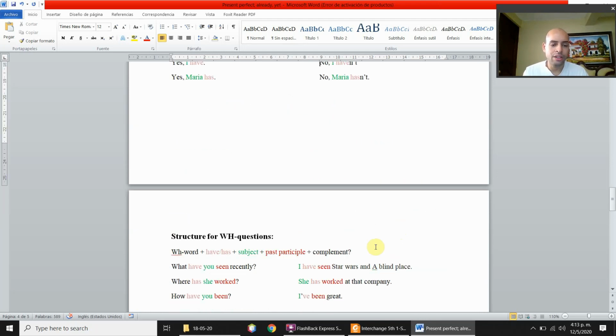Okay, so let's continue with the structure for WH questions. The structure for WH questions is WH word, have or has, plus the subject, plus the past participle, plus the complement. For example, what have you seen recently? What, the WH word, have, the auxiliary, you, the subject, seen, the past participle, and the complement, recently.